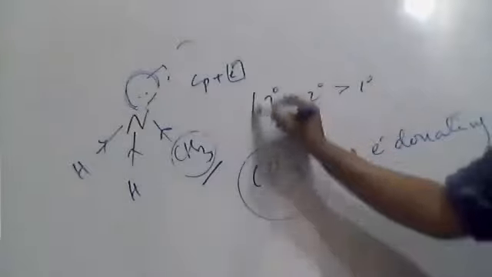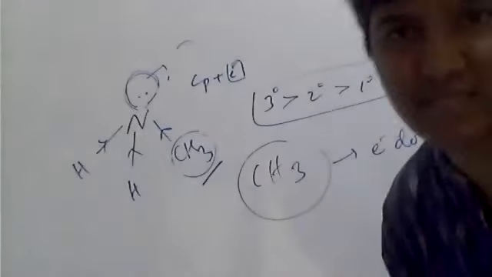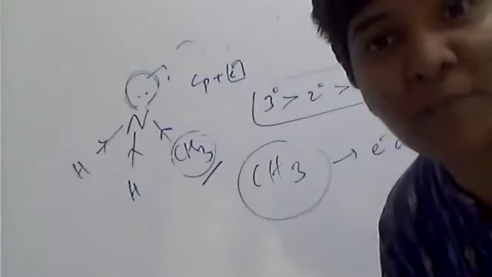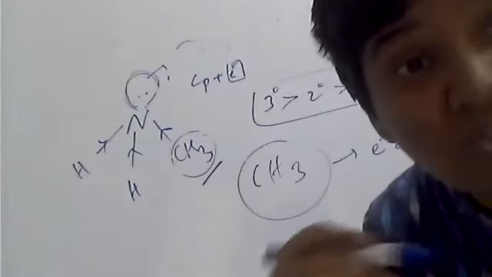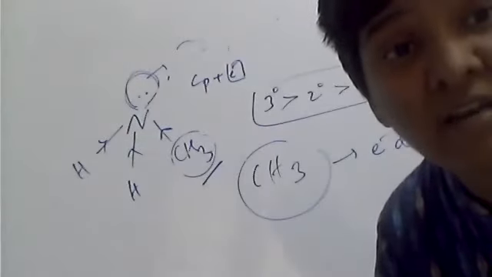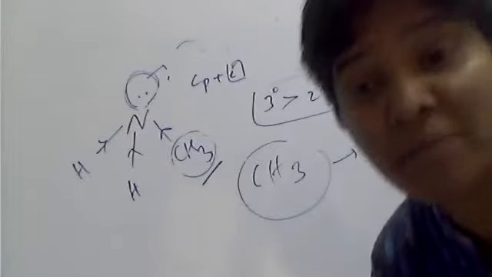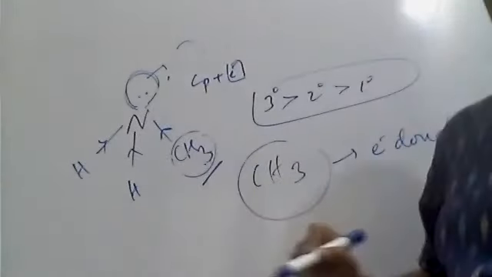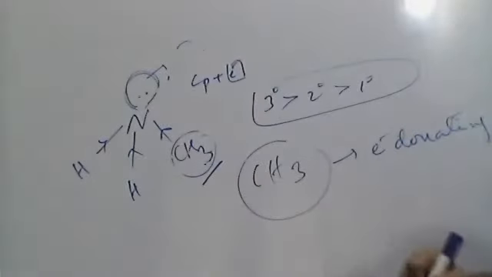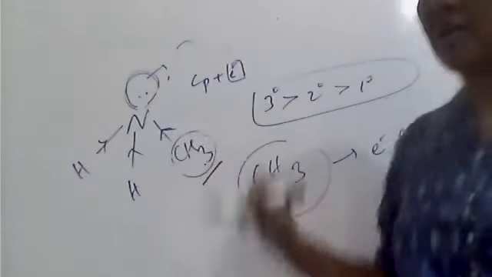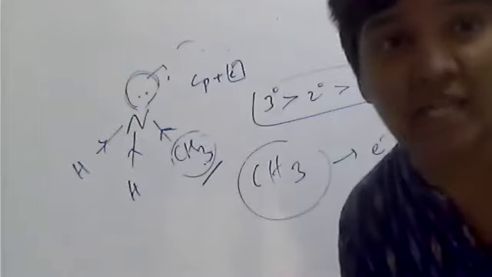So all the amines are Lewis bases, but tertiary amines are stronger bases than the secondary. Secondary is stronger than the primary. So how do we explain this? Based on the groups attached, which are donating the electrons.